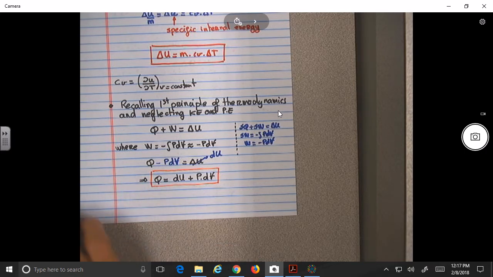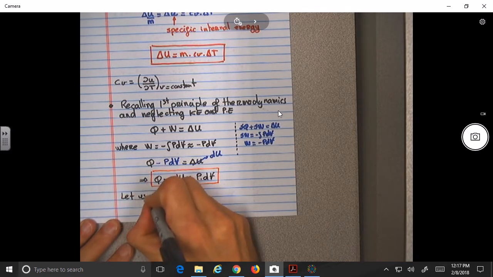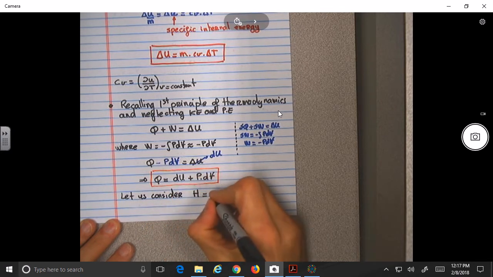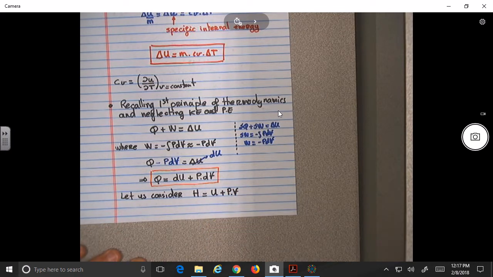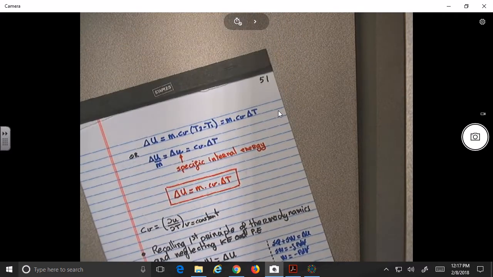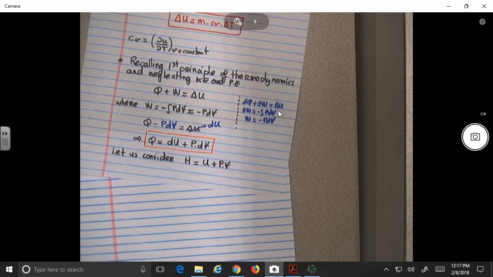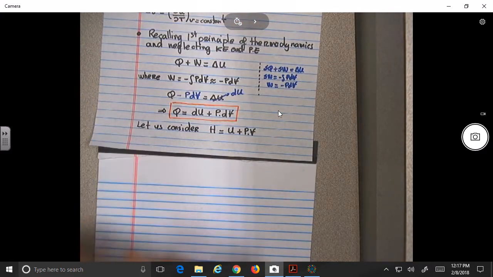All right. So now, there are different ways to do this, but let us consider H, which I call H, being equal to U plus PV, pressure times volume. So now, I keep this one over here, and let's call this equation here star.